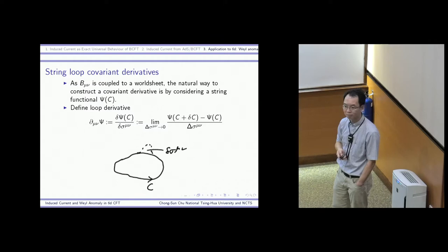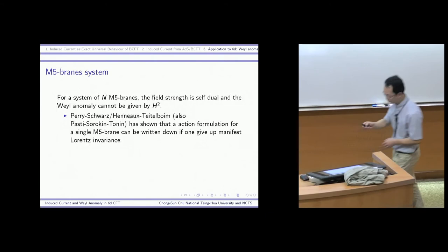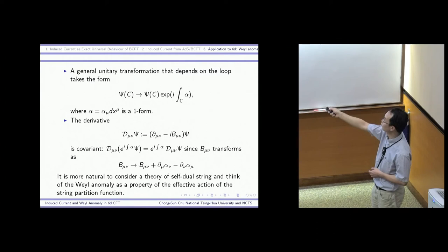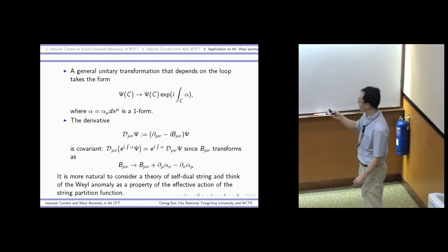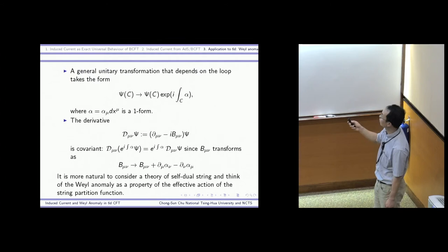Okay, let's move on. So this is just a curiosity. I just wrote it down; maybe it's useful for something, but I haven't found any use of this yet in proving any properties. But I think this would be the natural way the anomaly would appear. It's the effective action for the self-dual string, which would have this property.